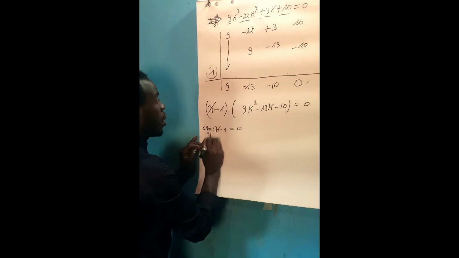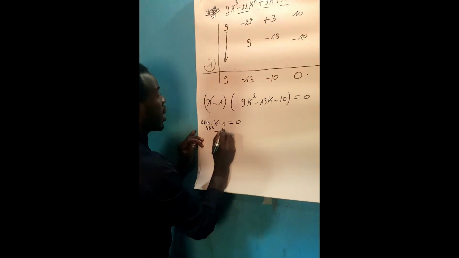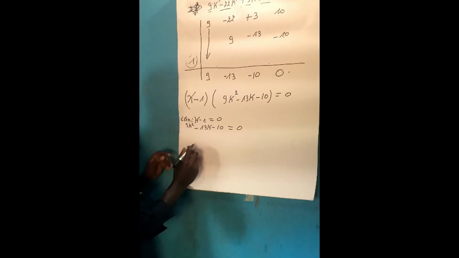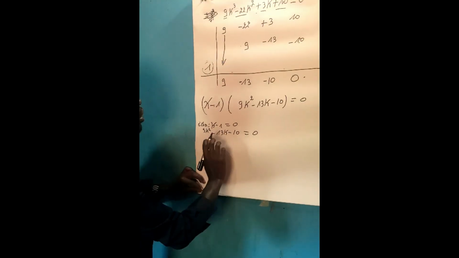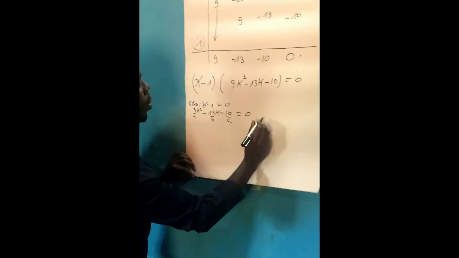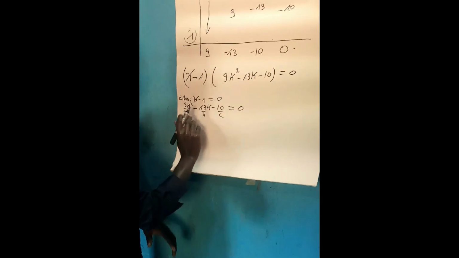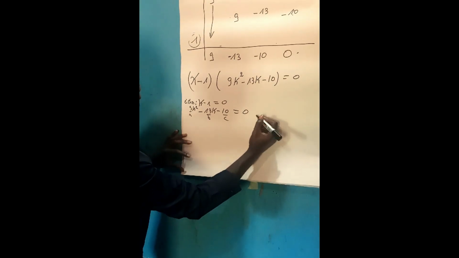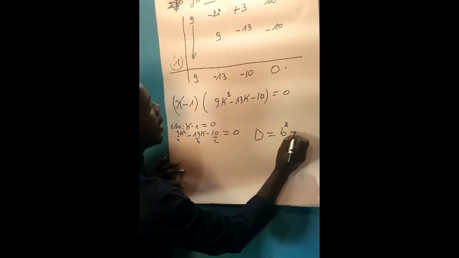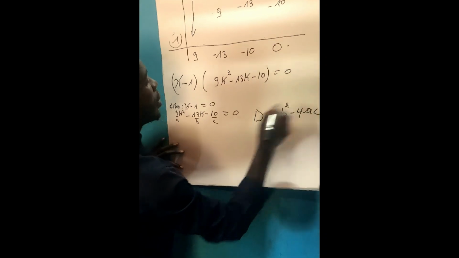9k squared minus 13k minus 10 is equal to 0. Now we are going to solve the equation with degree 2. Here we start by B. This is A, this is B, and this is C. So we solve the equation with degree 2. The simplest way is using delta. Delta is equal to B squared minus 4AC.